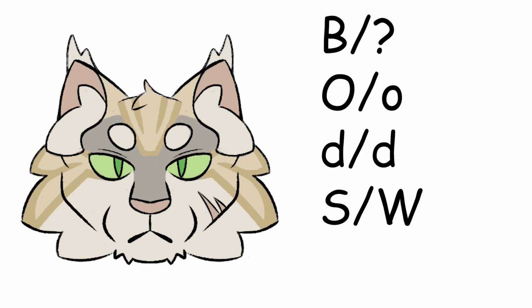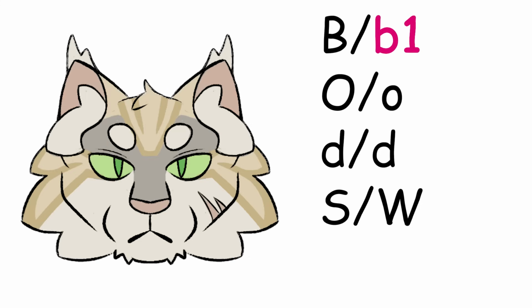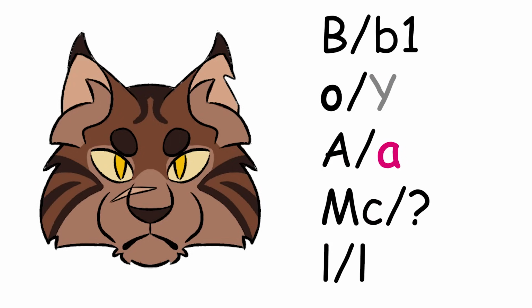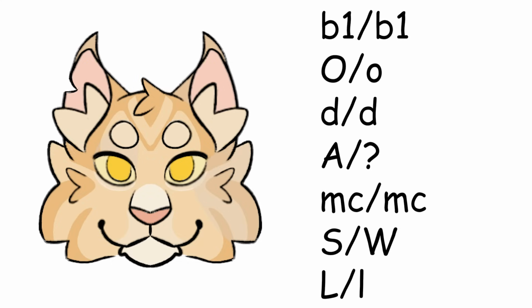Tawnypelt's blue patches are dilute black, so she gets Tigerstar's capital B, but because Goldenflower is homozygous B1b1, just like Bramblestar, Tawnypelt must have a B1 next to her capital B. Tawnypelt is also not a tabby, so she needs 2 little A's, which is easy. Both Tigerstar and Goldenflower are tabbies, but we already know that Tigerstar is heterozygous because he got his little A from Leopardfoot. And Goldenflower can be carrying too, that's fine.